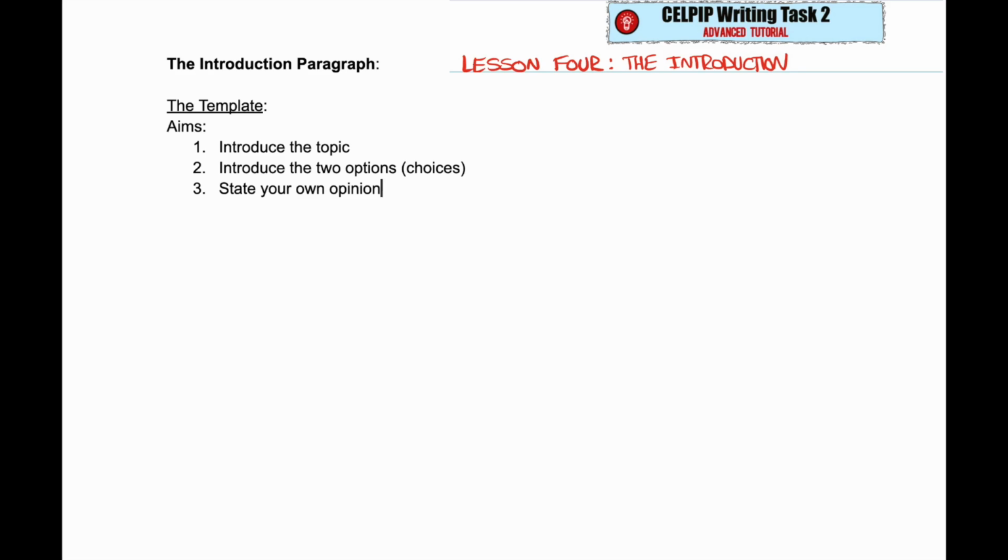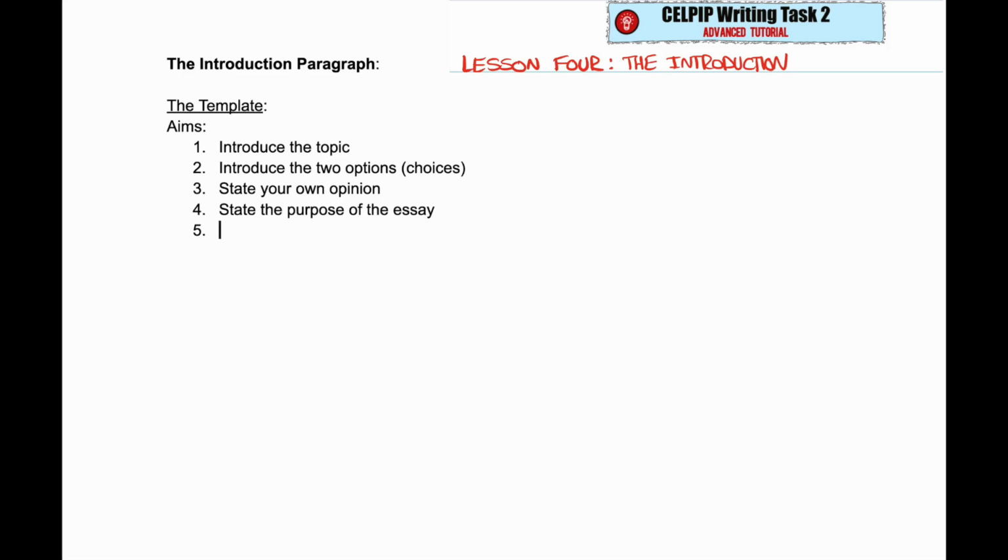So go ahead and announce your choice here. Number 4, state the purpose of the essay. Okay, we've given our opinion, right? Is there anything else left to say in the introduction?